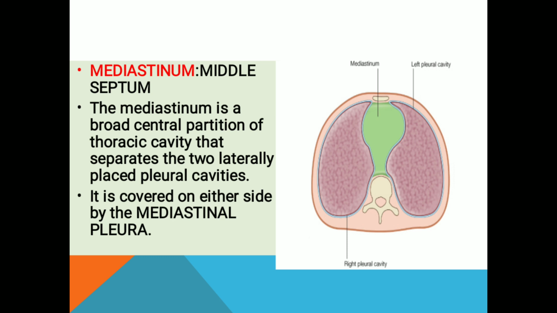On either side there is a cavity called the pleural cavity, which encloses the lungs. In the center you see the septum; this part is called the mediastinum. That means the mediastinum is the central partition of the thoracic cavity that separates the two laterally placed pleural cavities. It is covered on either side by the pleura, called the mediastinal pleura. Today I am talking mainly about this region, the green part you see, called the mediastinum.